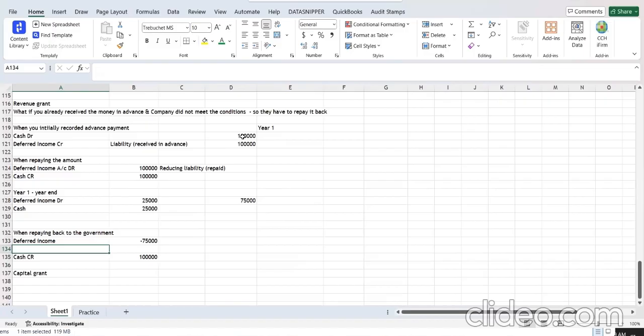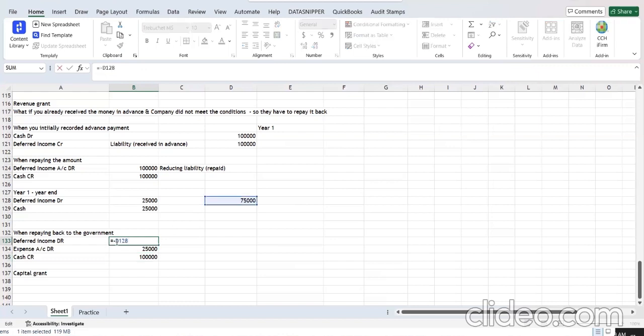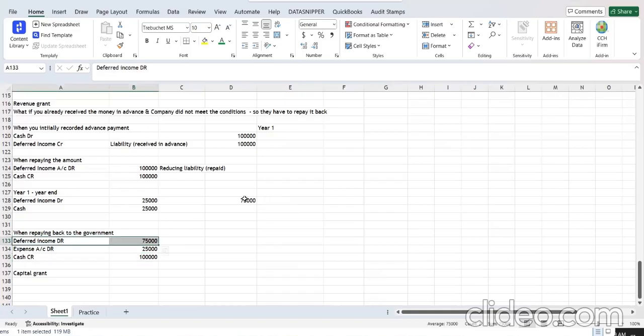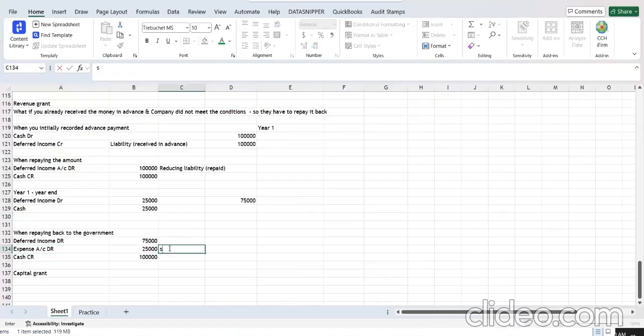So in that case, you will debit your expense account for the balance, right? So 75,000 got nullified by the deferred income balance. Cash you have to pay 1 lakh. So expense, you will debit your statement of P&L here. Okay.